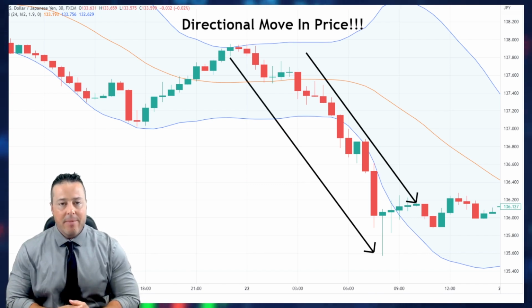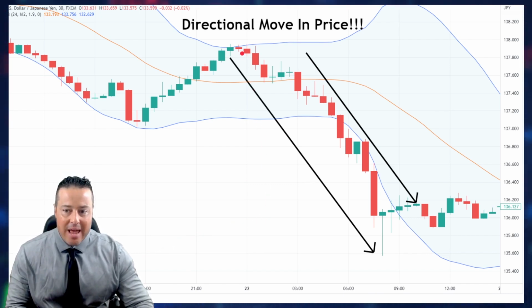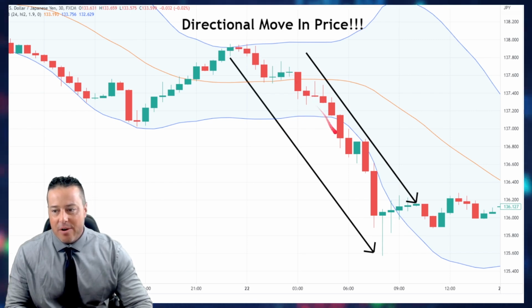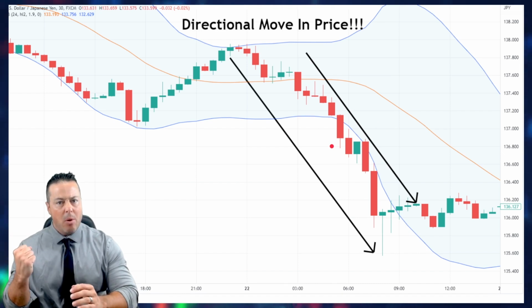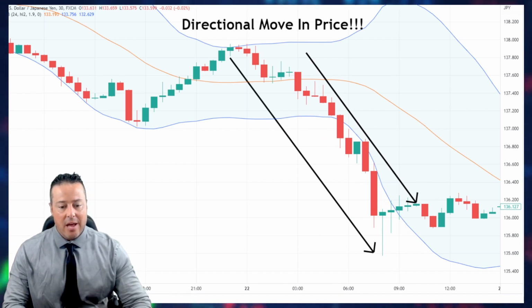A good look at the 30-minute chart on the USD Japanese yen. You can see exactly what happened. We came up to the top, we reversed, and right in here, this area right here, when we fall beneath that lower Bollinger Band, we want to capitalize on this market to the short side. Let's see how that's done.